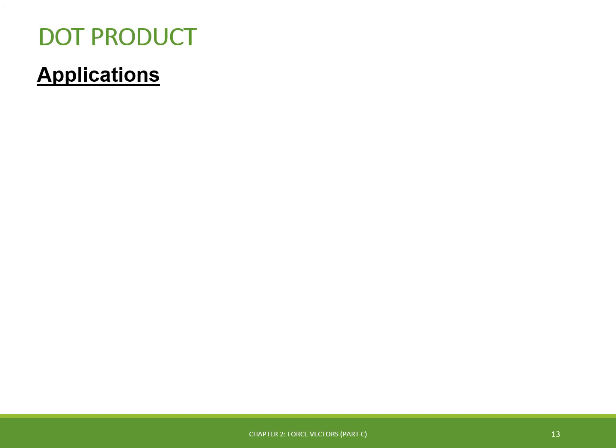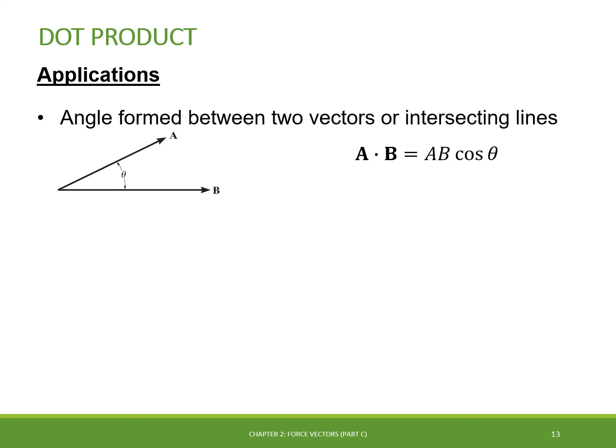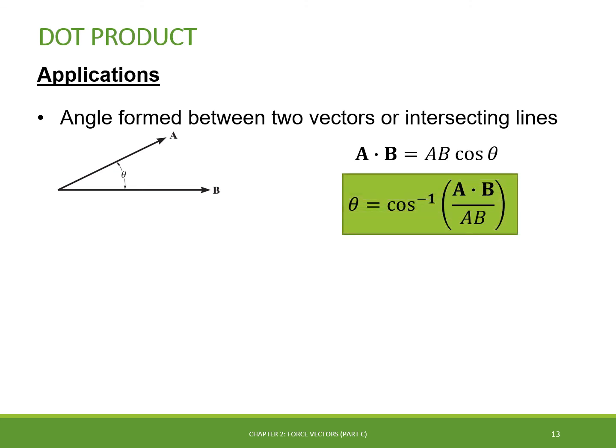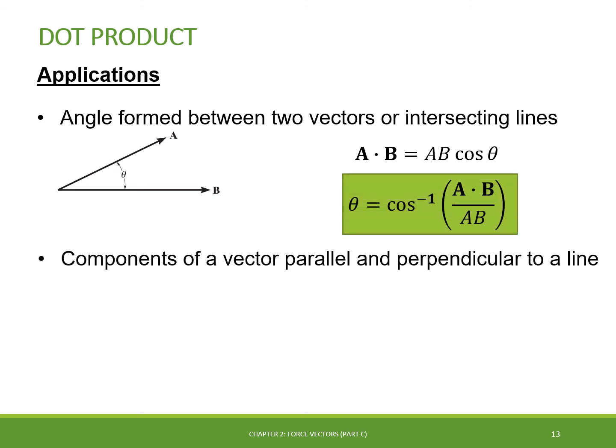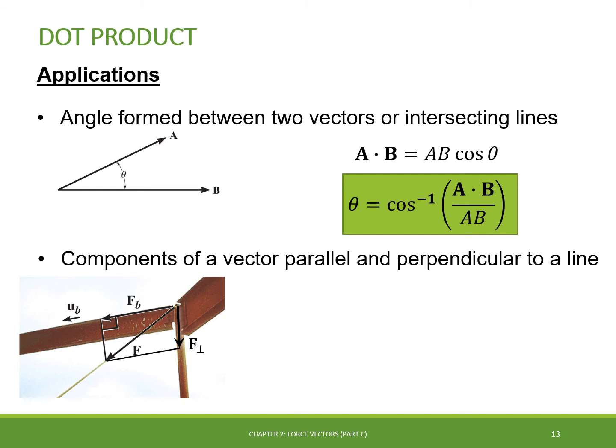Now, we are going to talk about two different practical applications of the dot product. As we talked earlier, we can use the dot product to determine the angle between two vectors. And from this general expression, the angle can be directly calculated from this arc cosine function here. Another application is to calculate the components of the vector parallel and perpendicular to a line. Let's take this example here, in which we have to find the components of the force F acting in the direction of the beam and the other component perpendicular to that beam.